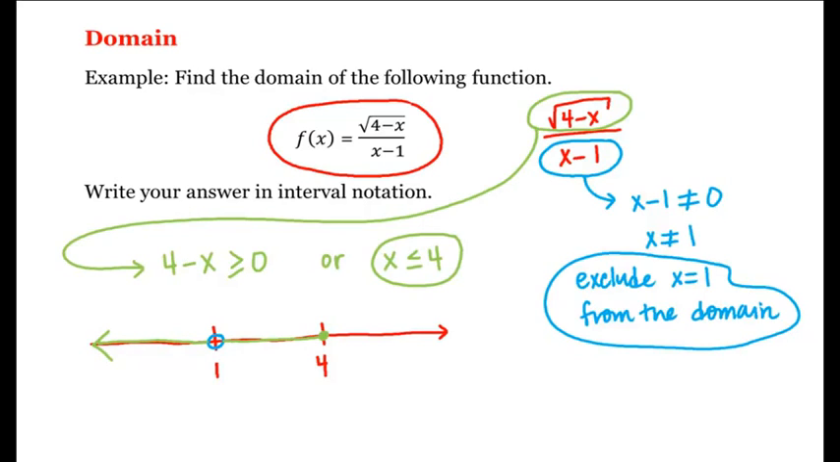However, we're asked to put our answer in interval notation. Therefore, our answer would be negative infinity up to 1, open parenthesis at 1 because we cannot include 1, union, again open parenthesis at 1, up to 4, close bracket at 4 because we can include 4.